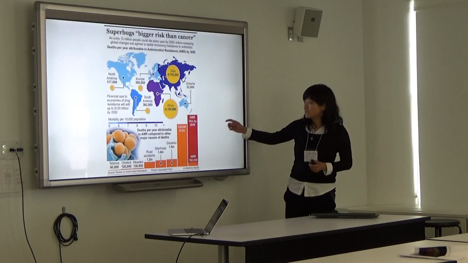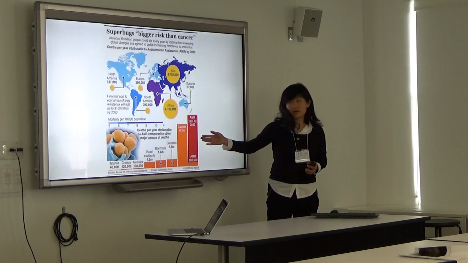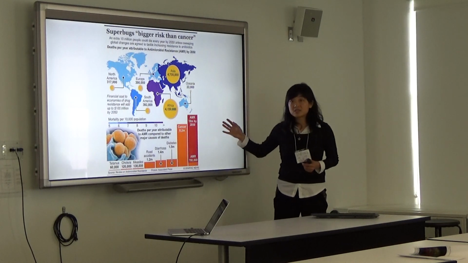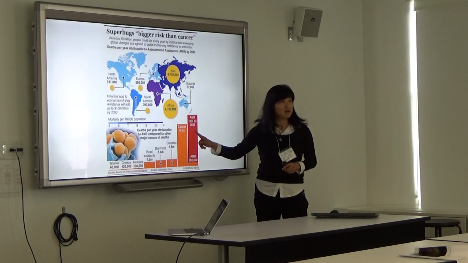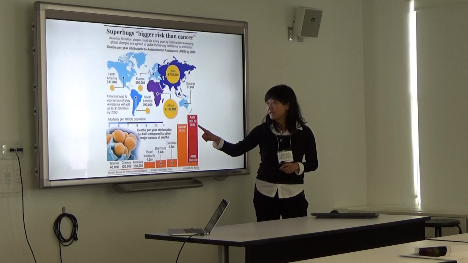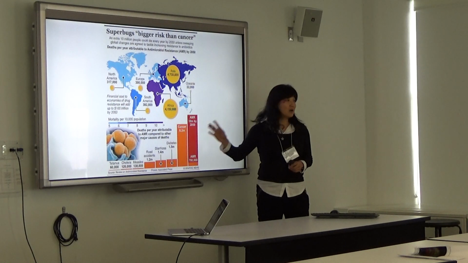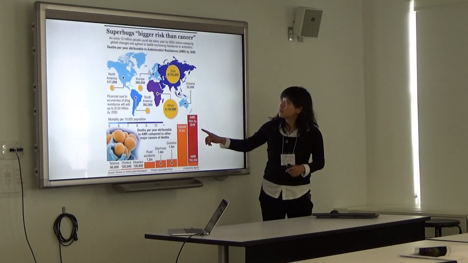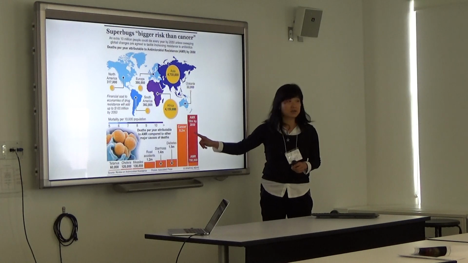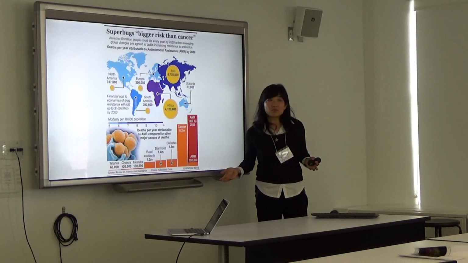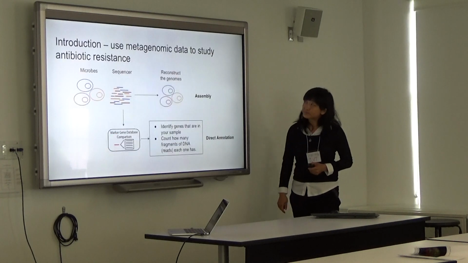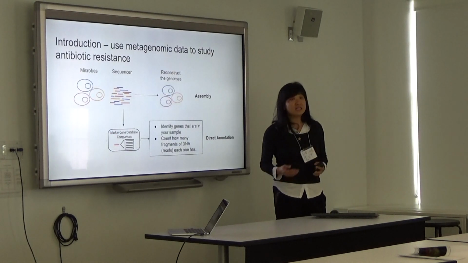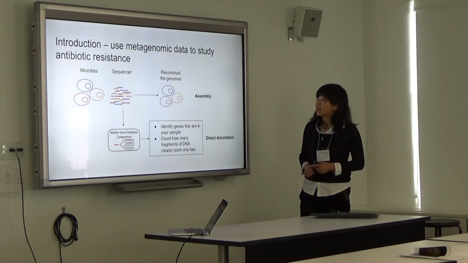So the thing here is really by 2050, I remember Corey showed something slightly different, a different picture. But the point is, by prediction, by 2050, AMR, antimicrobial resistance, is going to overtake cancer in terms of the number of deaths. So it is real. We need to act urgently.